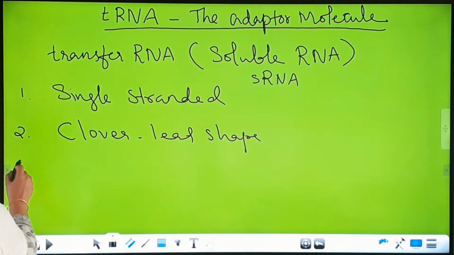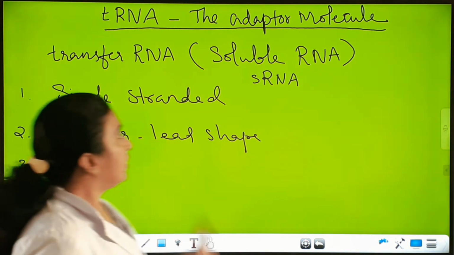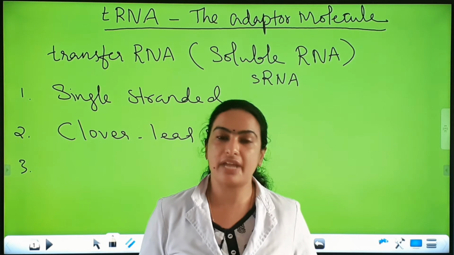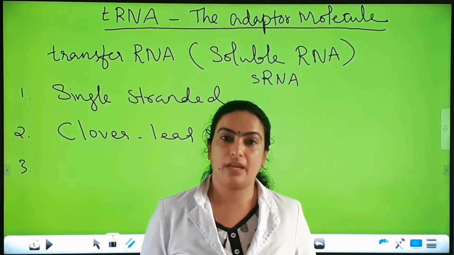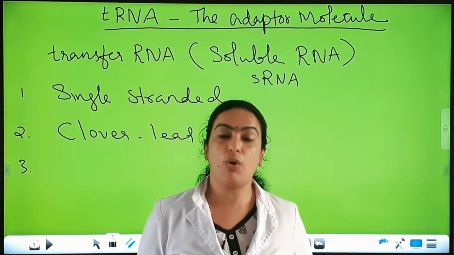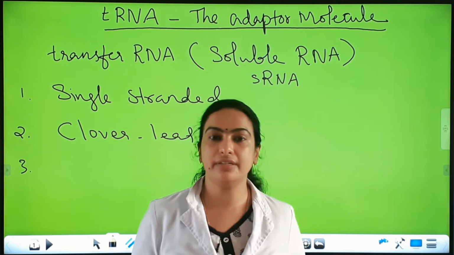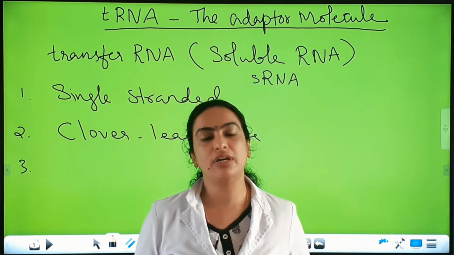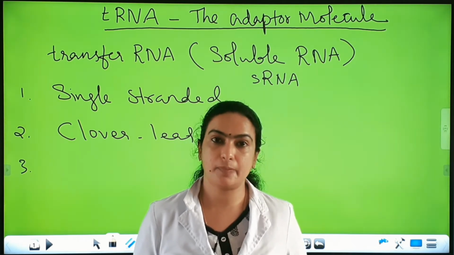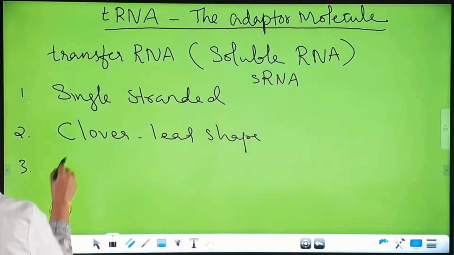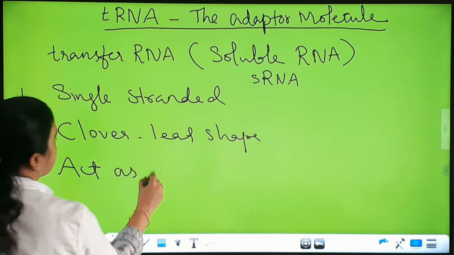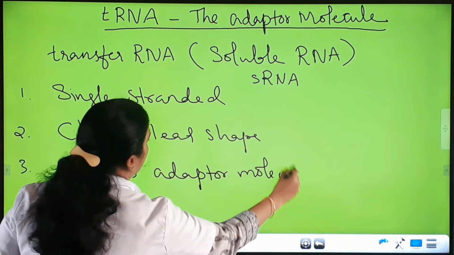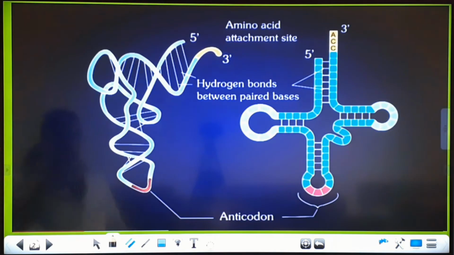And here the third point is this tRNA acts as an adapter molecule in the translation process, which can read the code on one end and on the other end bind to the amino acid, a particular amino acid. So we can write it acts as adapter molecule.